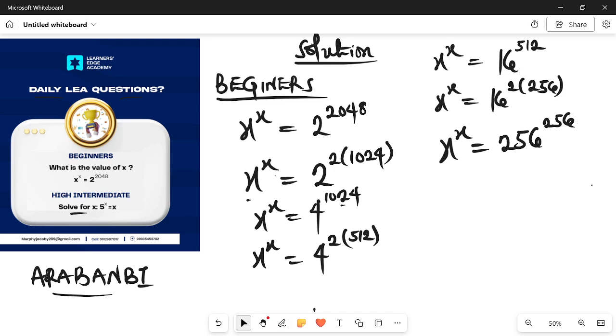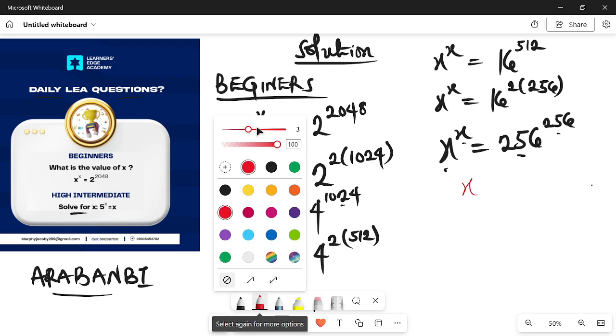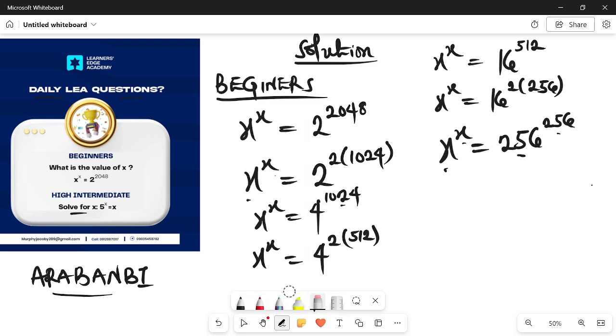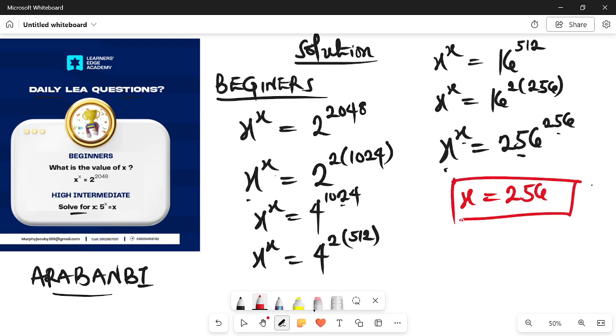The whole thing makes sense in the sense that this is equal to this, and this is equal to this, which means that literally we should understand that the value of x, I need to increase the sensitivity of the screen, sorry about that, the value of x will be equal to 256. So this earlier question, you can see it's actually very easy. It is going to be 256.